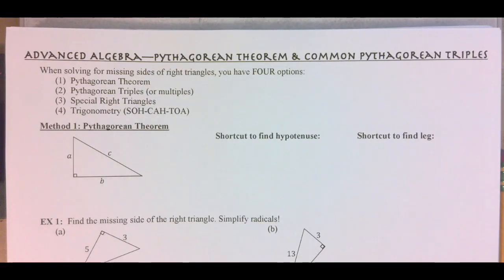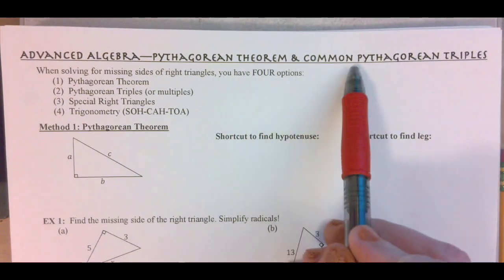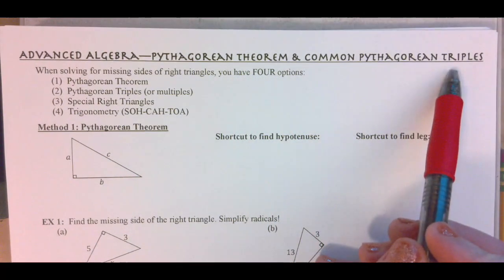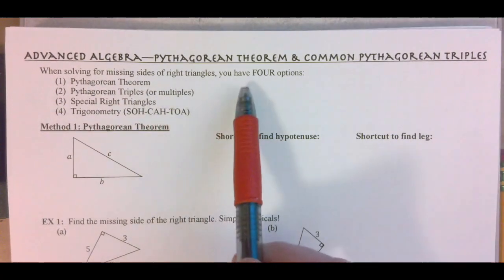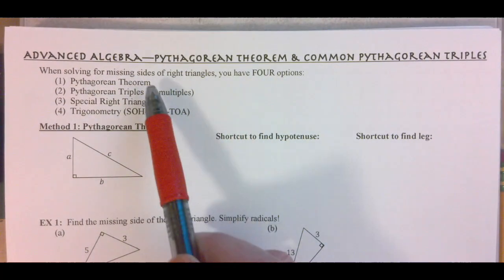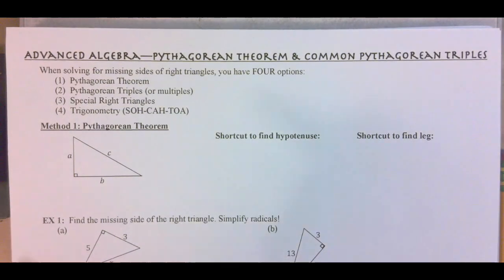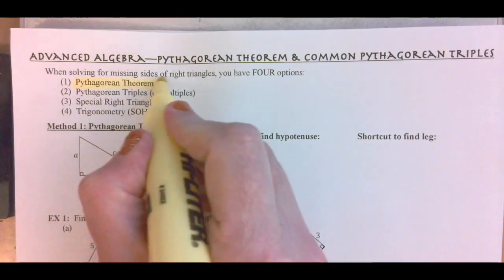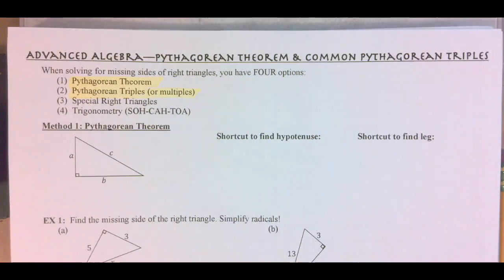All right, today's lesson is a throwback to geometry. We're going to cover the Pythagorean theorem and common Pythagorean triples. When solving for missing sides of right triangles, we really have four options. The first two are what we're covering today. So revisiting the Pythagorean theorem and looking at Pythagorean triples or multiples.